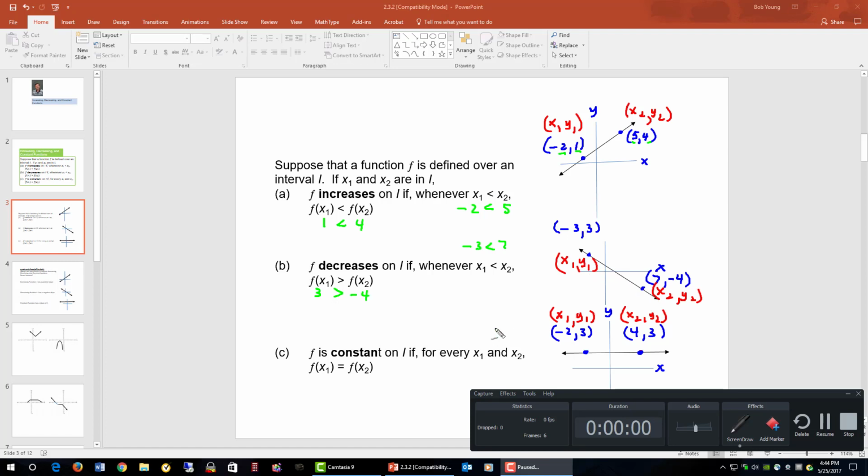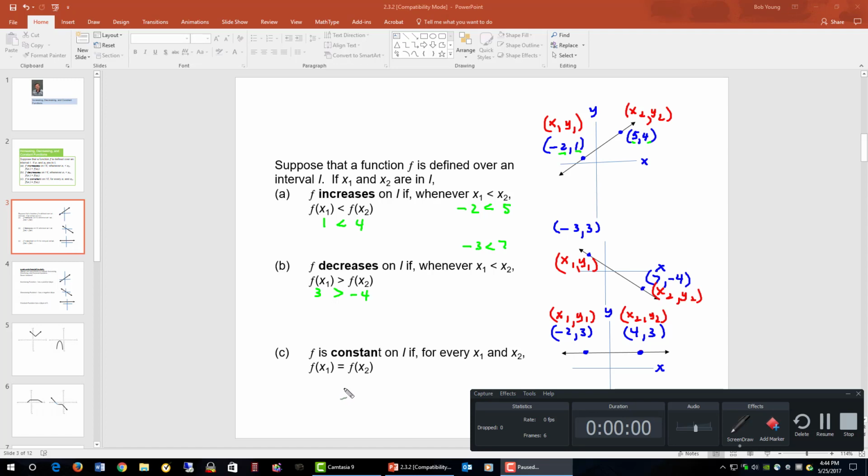And then the constant function, notice it doesn't really matter what the x values are. I put -2 here for x sub 1 and 4 here. Y will always be constant along this line. So note it doesn't matter for any x value you pick, the y's will always be the same.